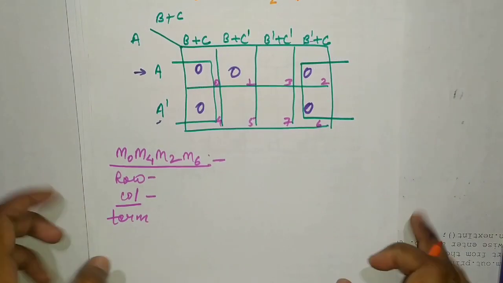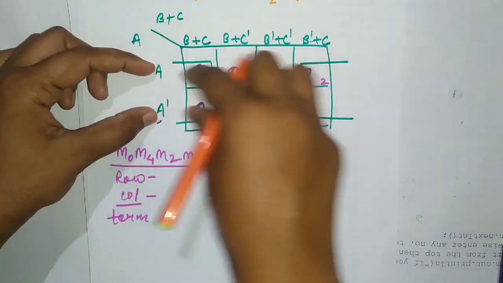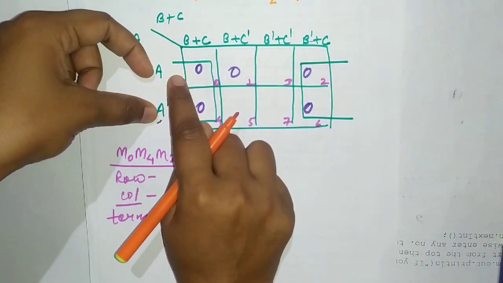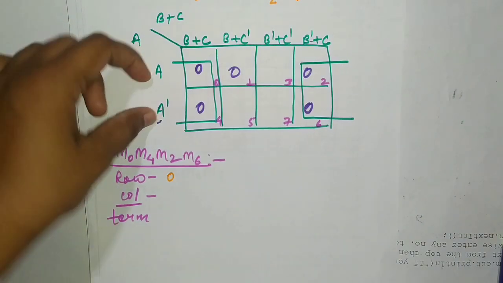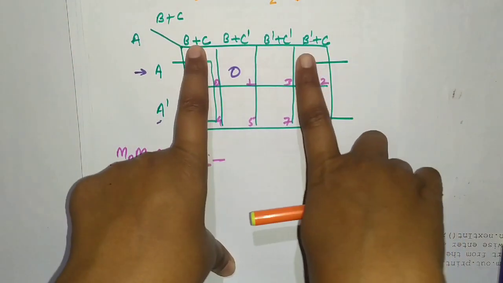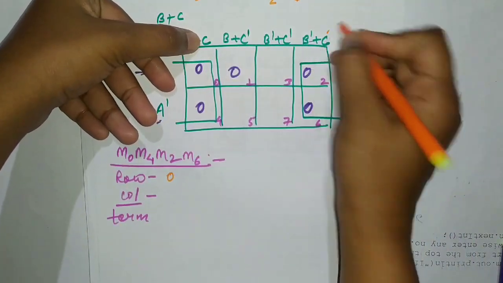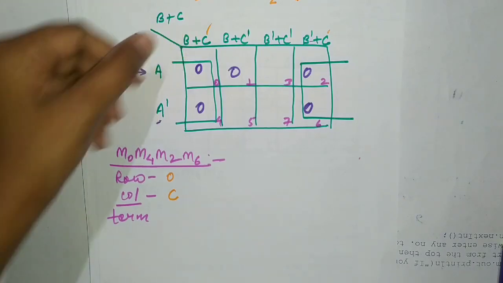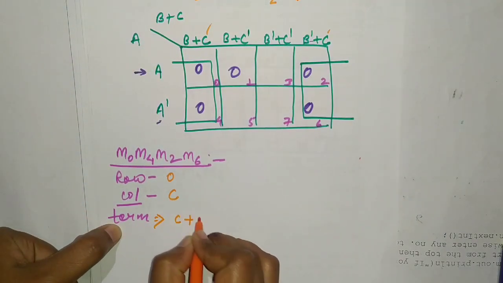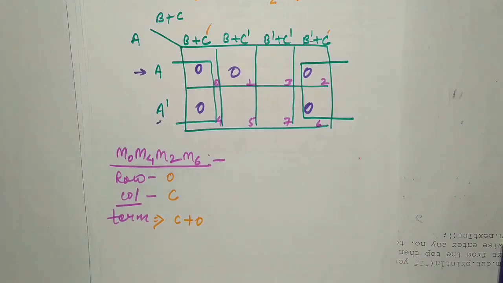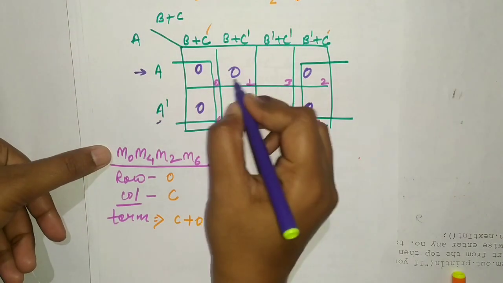For the row and column, in that row there are two rows, A or A dash. In both rows there is nothing common between the two values. So in the place of the row we can write a 0. Then for the column B plus C or B dash plus C, the common value is C. So we write the C. So the term is C plus 0. Then the next one is this next value.